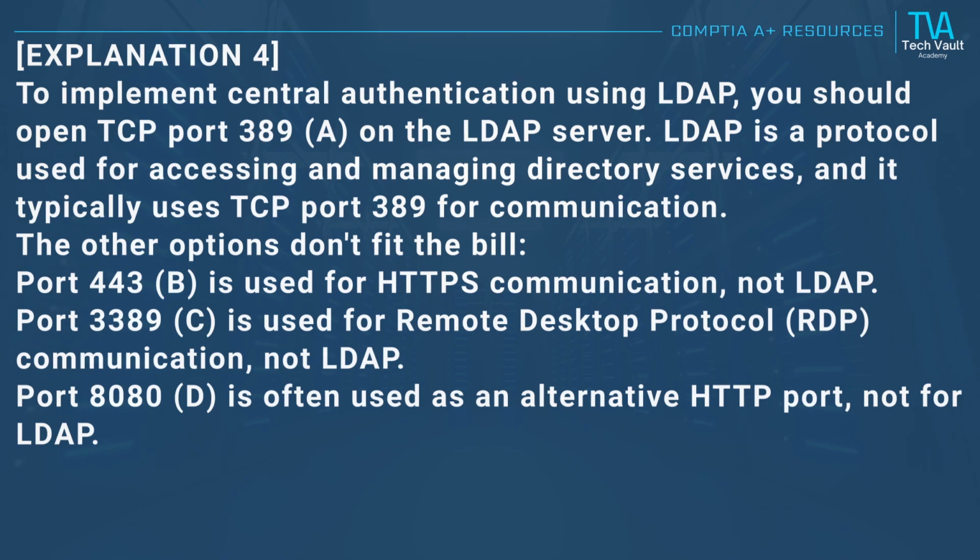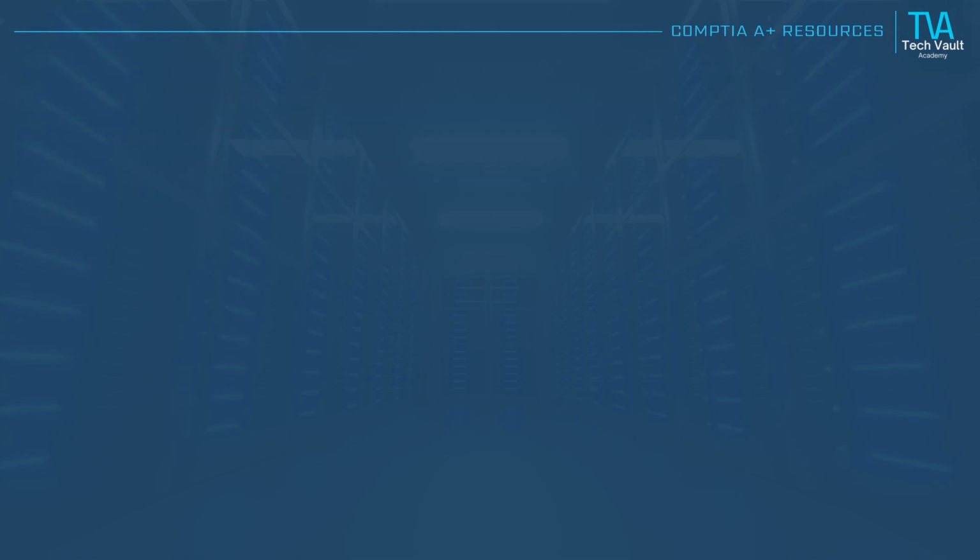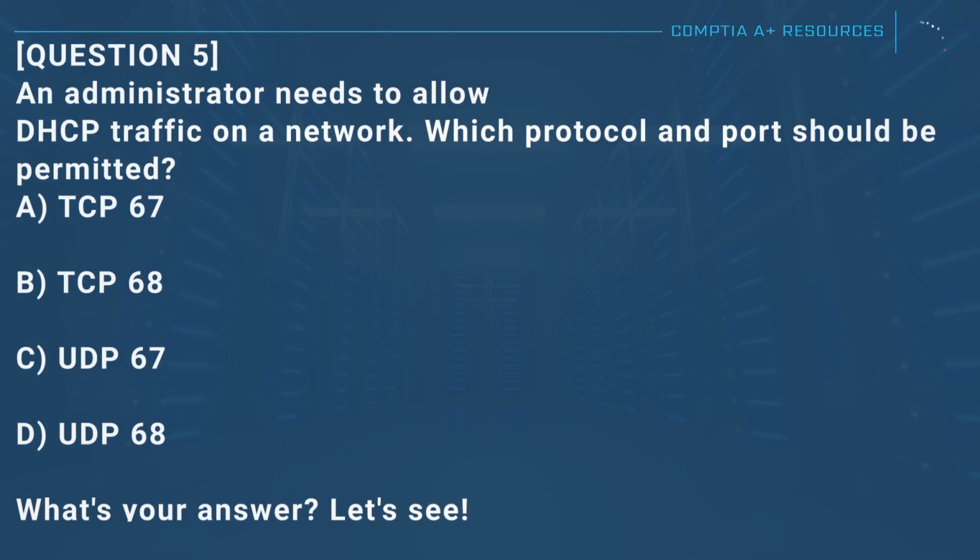Moving on to the next question. An administrator needs to allow DHCP traffic on a network. Which protocol and port should be permitted? A. TCP 67, B. TCP 68, C. UDP 67, D. UDP 68. What's your answer? Let's see.